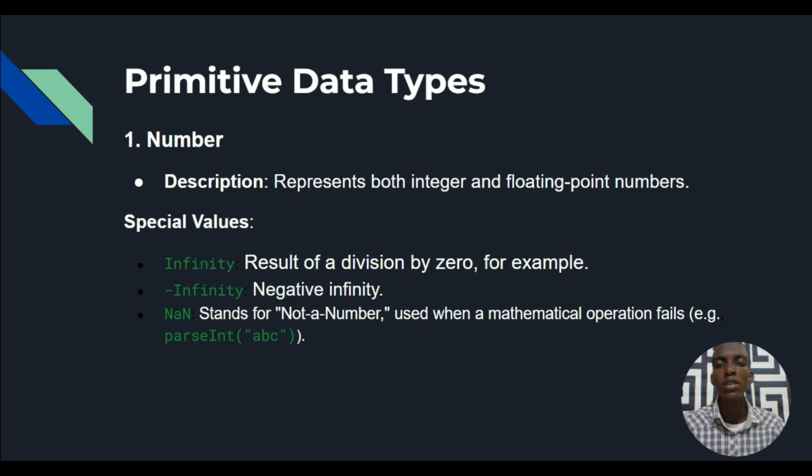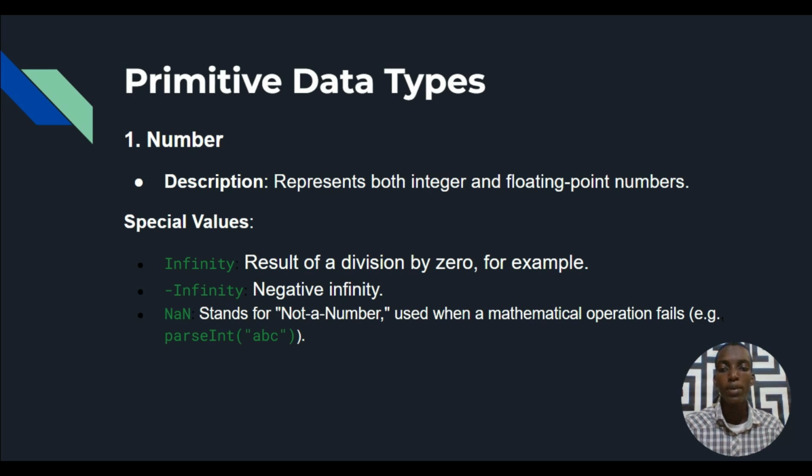When we talk about primitive data types, the first one that comes there is what? Numbers. Like when we talk about number, representing what? Both integer and what? Floating point values, like decimals. This one that's what we talk about, like for floating points. Then we have special values for these numbers. It has things like infinity, it has negative infinity, it has NaN, which stands for not a number.